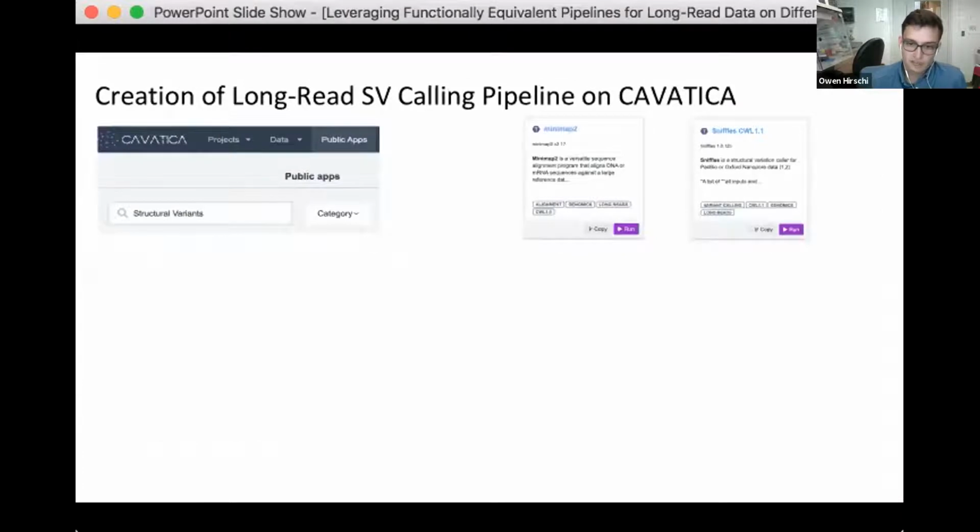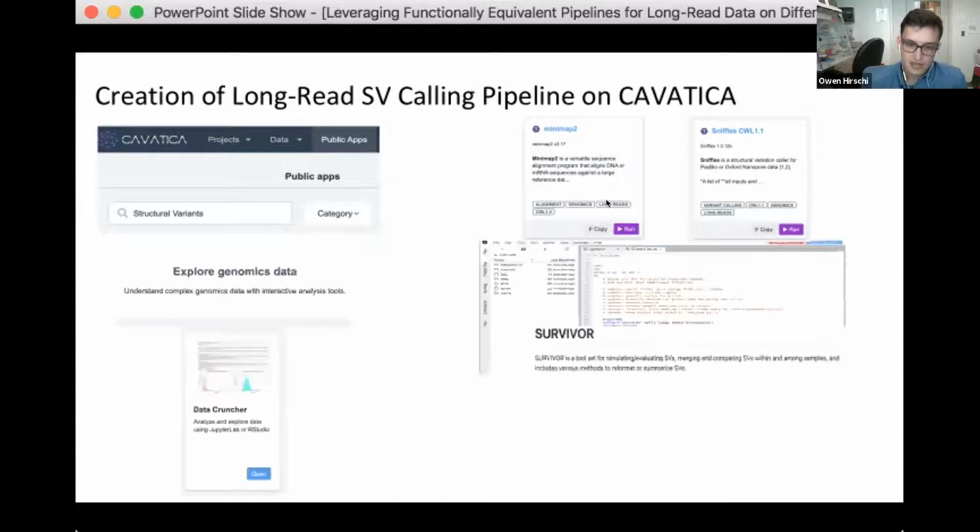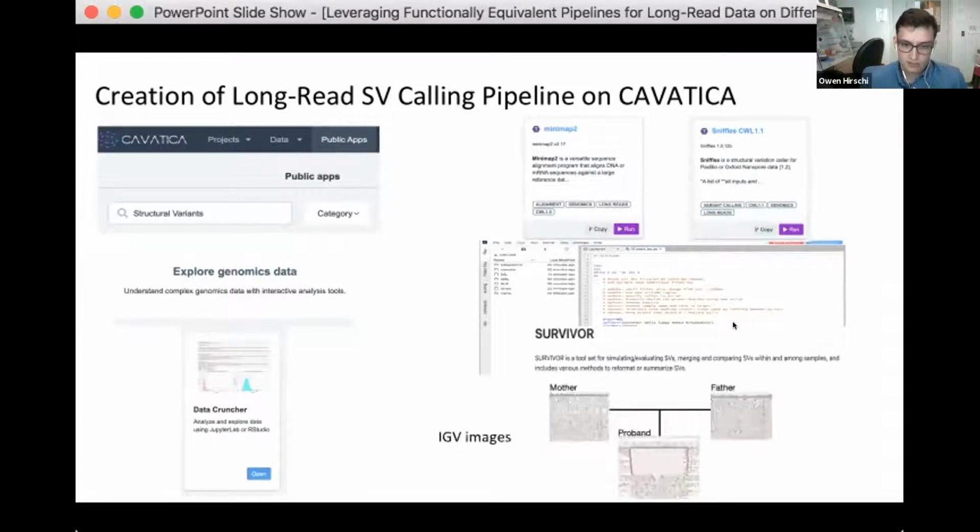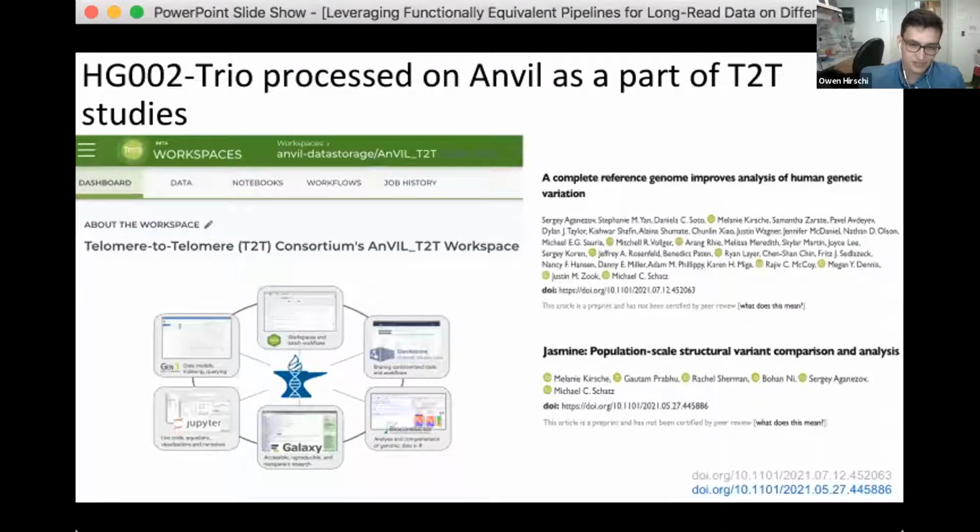And in order to generate this pipeline on Cavatica, I utilized the public apps aspect of the platform, which utilizes these Common Workflow Language apps to run with specific parameters. Then, utilizing the Data Cruncher feature, we can run SURVIVOR, which is a non-language dependent variant merging algorithm. And then finally, we use IGV to visualize these merged variants.